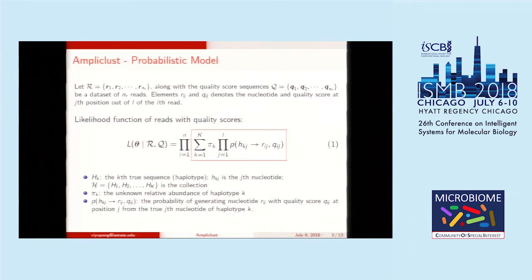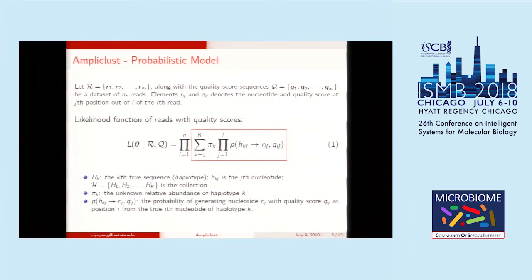And here, I'd like to present my model in the form of a likelihood function. Suppose we are given the data R and Q. R is the nucleotide sequence, and Q is the quality score sequence. And I suppose that each read in this data set is IID generated from this mixture distribution I showed in the red box. This mixture distribution has K components and is denoted by the relative abundance pi. And this part denotes the probability of the read being generated from a specific haplotype K.